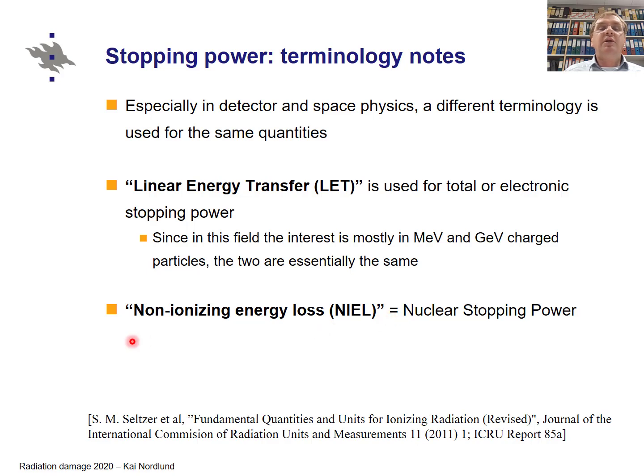So it's quite unfortunate that there is this terminology confusion, but on this course we will be almost exclusively using the terms nuclear and electronic stopping power. But if you run across these terms, you now know that they are essentially the same. LET is essentially the same as electronic stopping power, and NIL is essentially the same as nuclear stopping power.